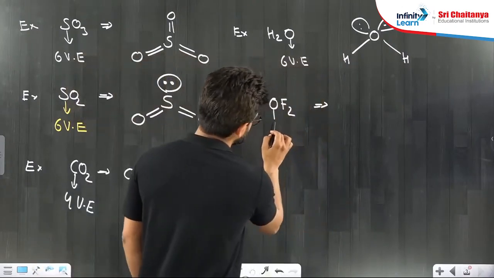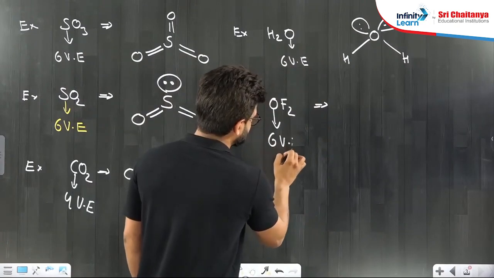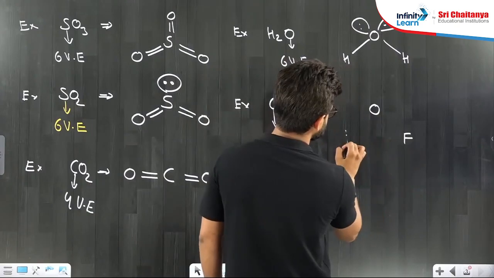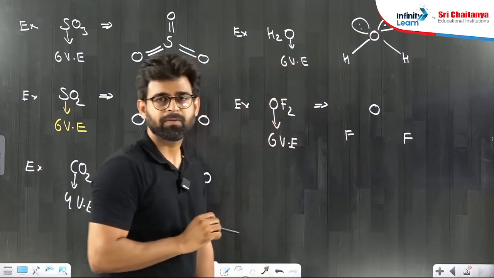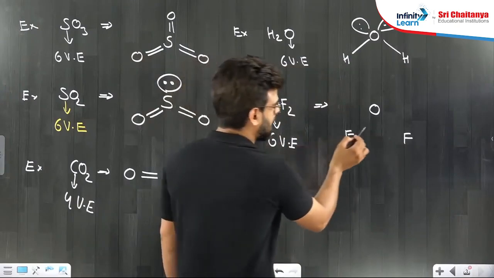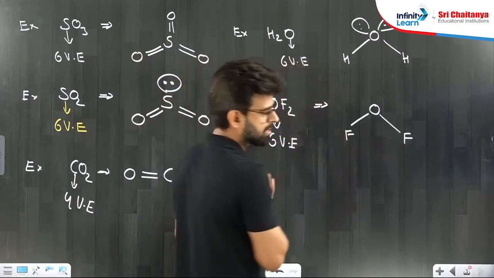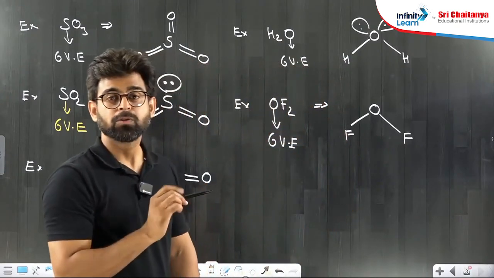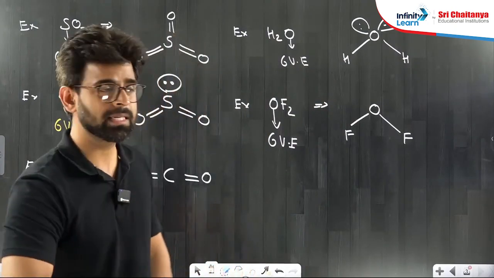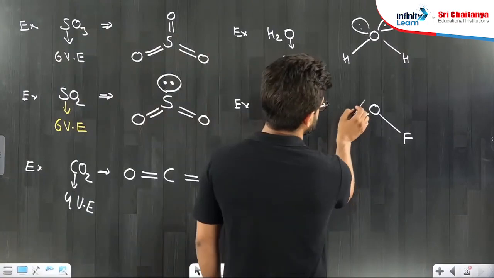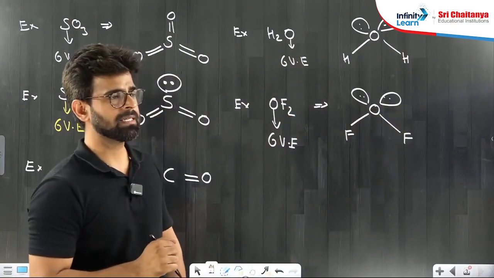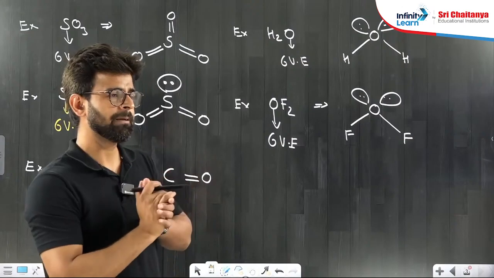Next thing you will see, OF2. Similarly, here also O is the center atom, 6 valence electrons, right? So here we have oxygen, fluorine here, fluorine here. The surrounding atom fluorine wants to make how many bonds? One bond and one bond. So oxygen used 2 of its valence electrons in making bonds, so 4 are remaining. 4 remaining means 2 lone pairs, that's it, finish. Getting my point? Yes, everyone?